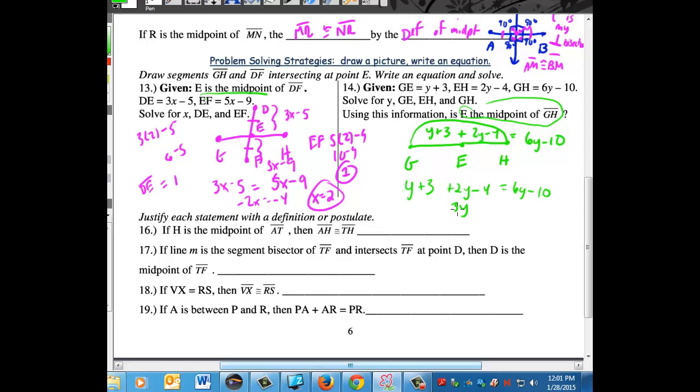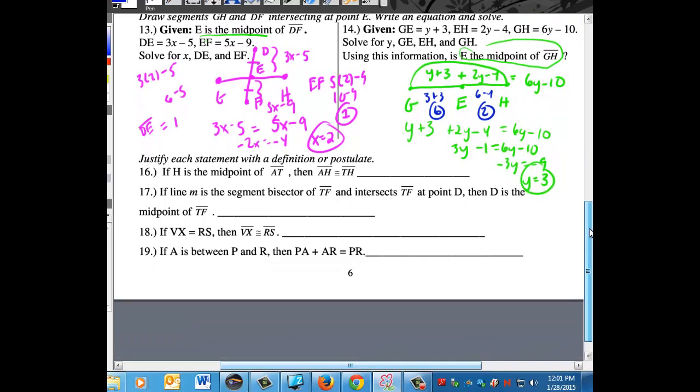Solve for y. 3y minus 1 equals 6y minus 10. Negative 3y equals negative 9. Y equals 3. Again, we now have to plug 3 back in. When I do that, I'm going to get 3 plus 3 here, which would be 6. And then 3 times 2 is 6, 6 minus 4 is 2. So clearly E is not the midpoint of GH because GE is 6 and EH is 2.